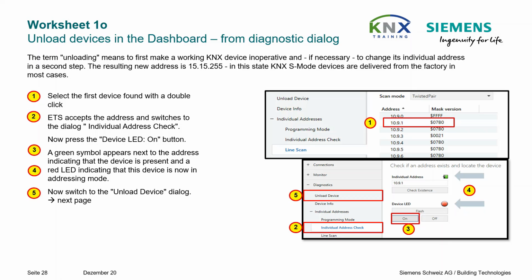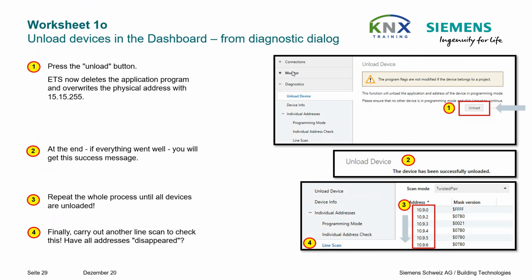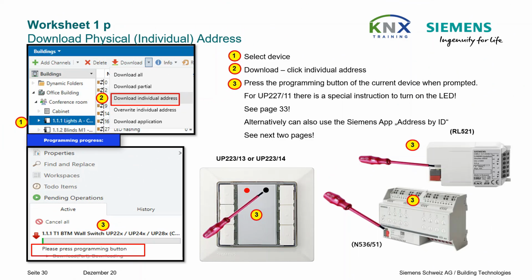Now switch to the Unload Device dialog. See next page. Unload devices in the dashboard. Press the Unload button. ETS now deletes the application program and overrides the individual address with 15.15.255. At the end, if everything went well, you will get this success message. Repeat the whole process until all devices are unloaded. Finally, carry out another line scan to check this. Have all addresses disappeared?